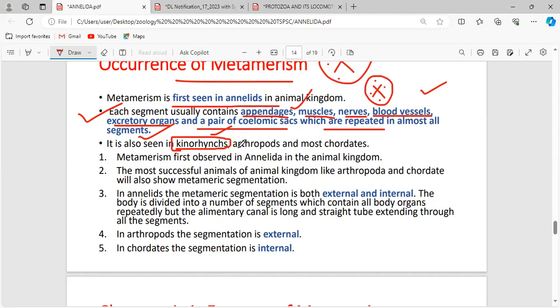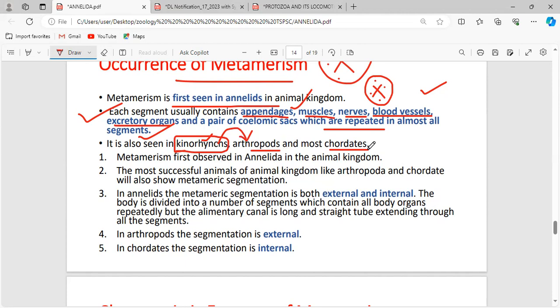What is it? Chinorhynchs, arthropods, and most chordates. See, it is also seen in Chinorhynchs, which is present under the phylum Arthropods. I'm going to explain this when I deal with the phylum Arthropoda. And this segmentation is also seen in arthropods and also in the chordates. So you have to understand this metameric segmentation.